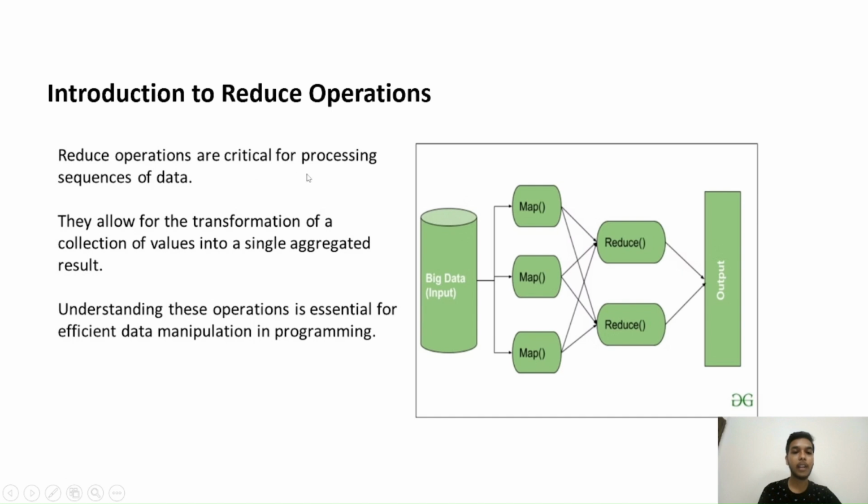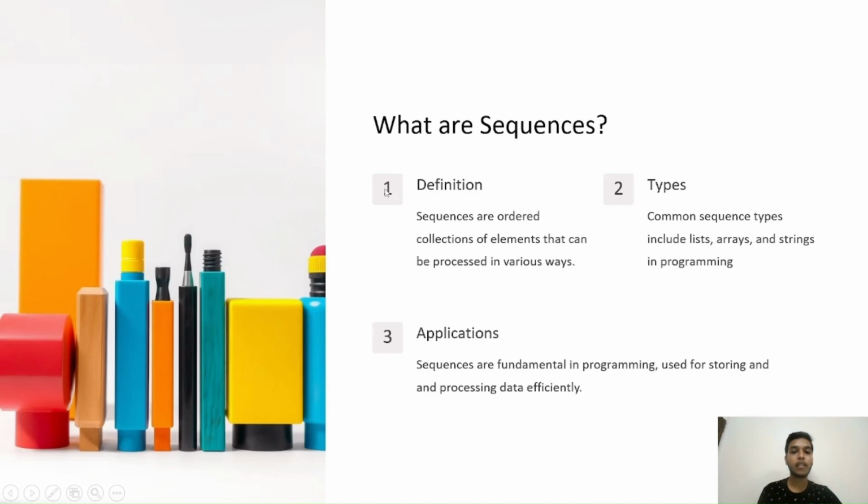Reduce operations are critical for processing sequences of data, and understanding these operations is essential for efficient data manipulation in programs. Now let us see what sequences are. By the term sequence, we understand an ordered collection of elements that can be processed in various ways. Common sequence types include lists, arrays, and strings in programming applications.